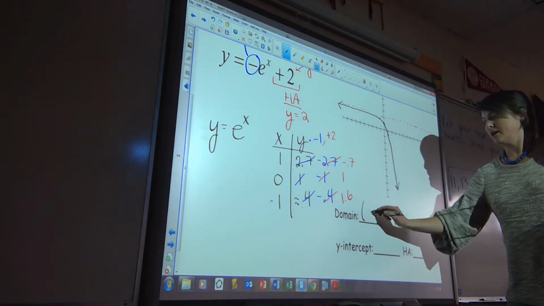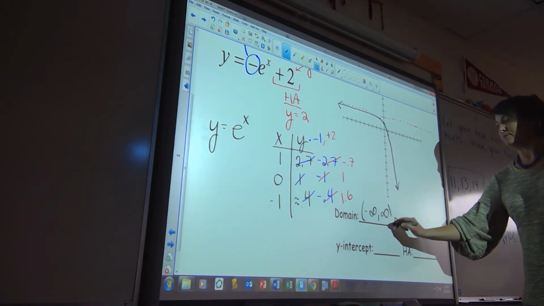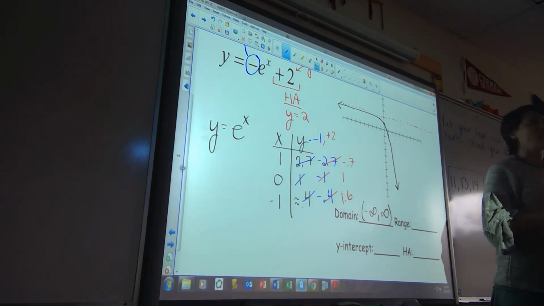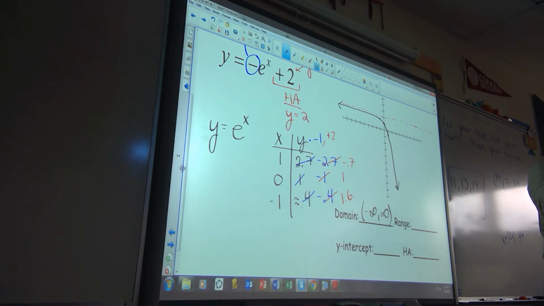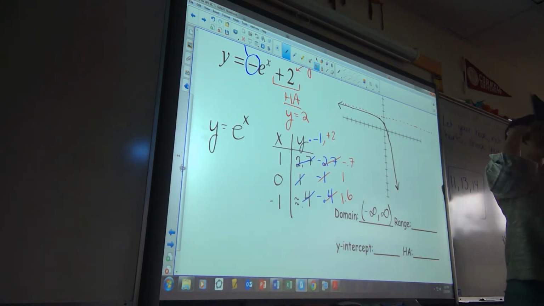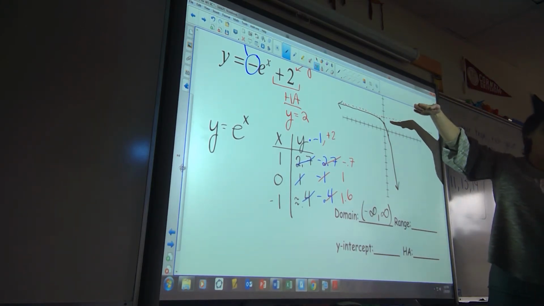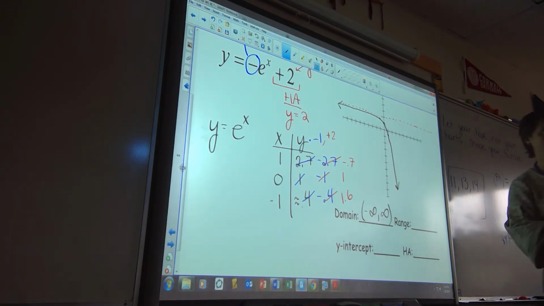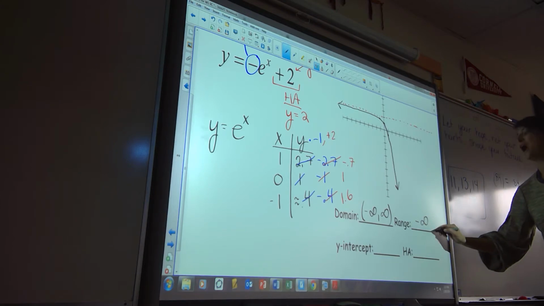Our domain is -infinity to infinity. And that's always the case. What impacts our range? Good, the asymptote. So I am always below the asymptote. So I go all the way down to negative infinity. But careful here, our brains are gonna think 2, negative infinity. But the lower number has to come first. So negative infinity, 2.